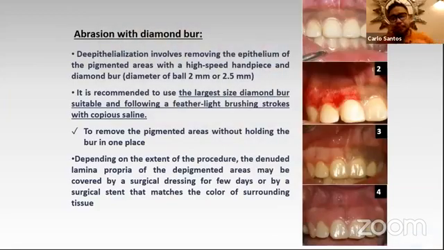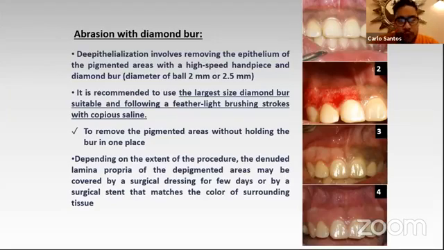Okay, this is another procedure that, as a general dentist, I'm encouraging to do, because like what I said, this is not technique sensitive at all. Again, the objective here is to reach that certain stratum layer of epithelium where your melanin is located. So it involves removing the epithelium of the pigmented areas with a high-speed handpiece, using a diamond burr.